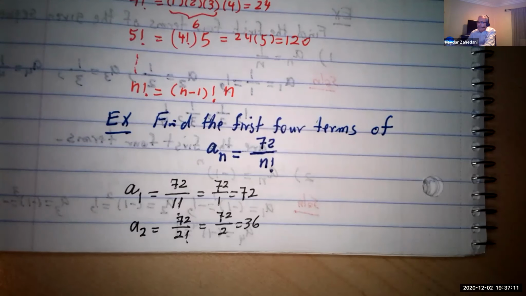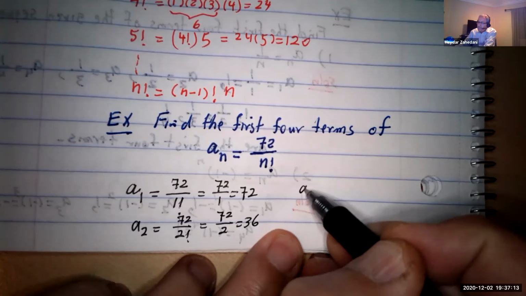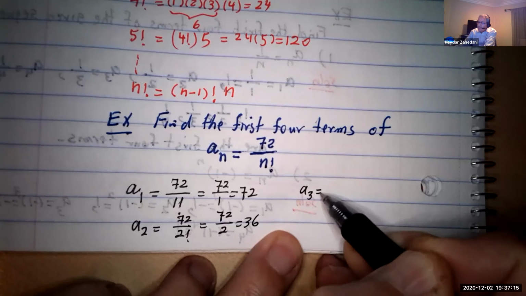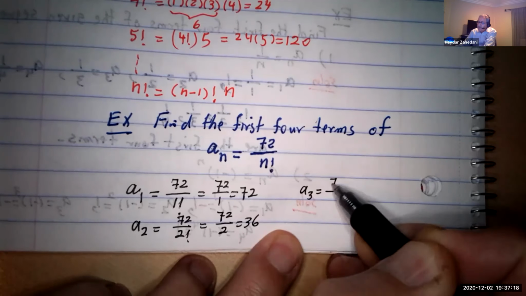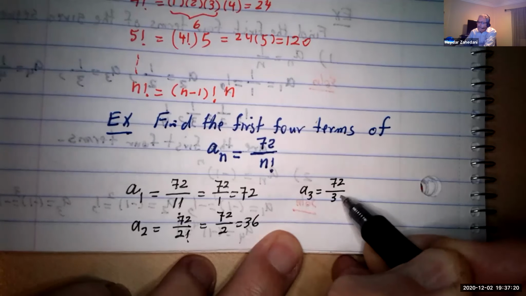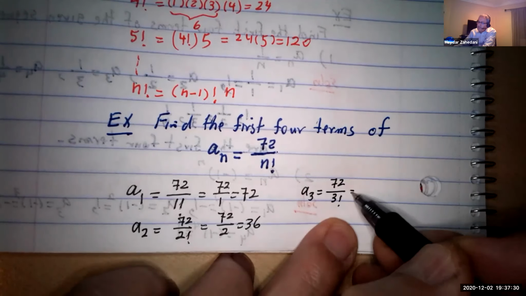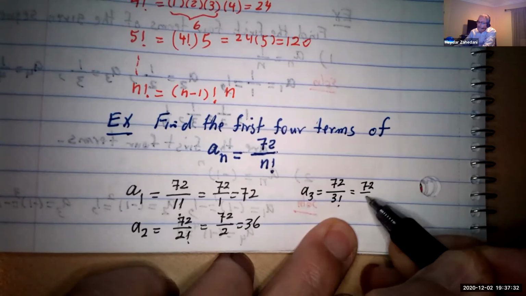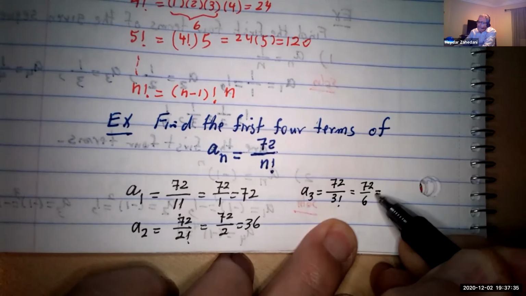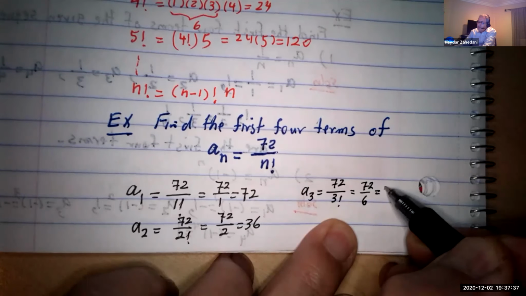Okay, if you want to find a_3, that gives you 72 over 3 factorial. Remember, 3 factorial is 3 times 2, which is 6. It's 1, 2, 3, that gives 6. So it's going to be 72 over 6, okay, which is equal to 12.